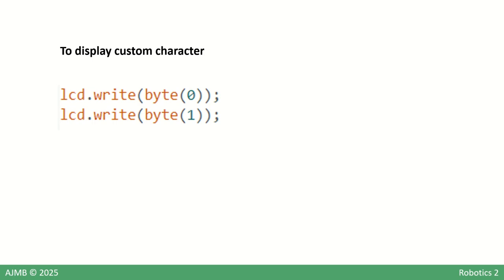Okay? So those are the three most important functions. First one, you have to create the binary matrix to design the character, and then you have to save it in the memory slot using the lcd.createChar function, and you can now display it using the lcd.write function.